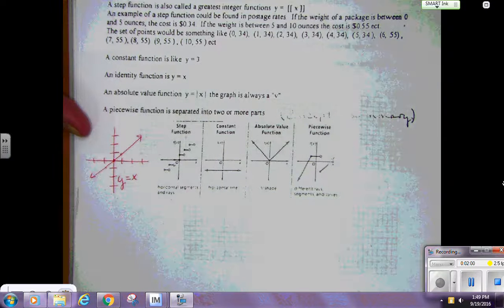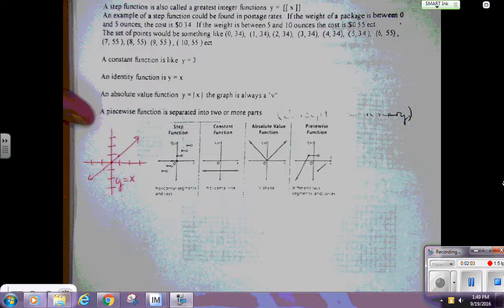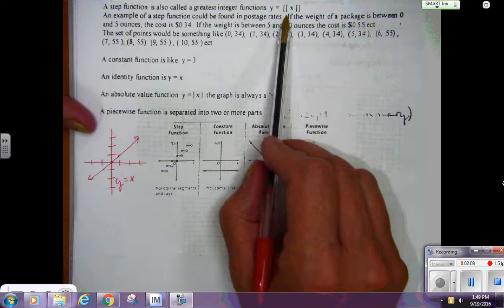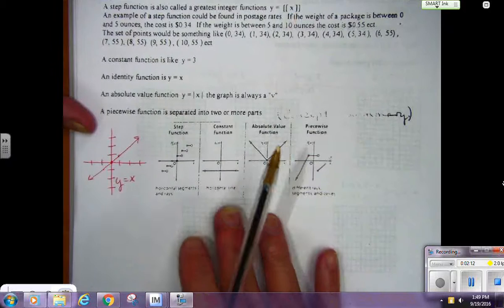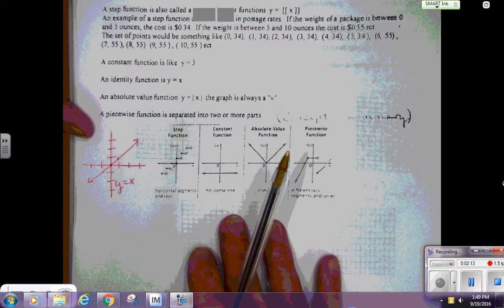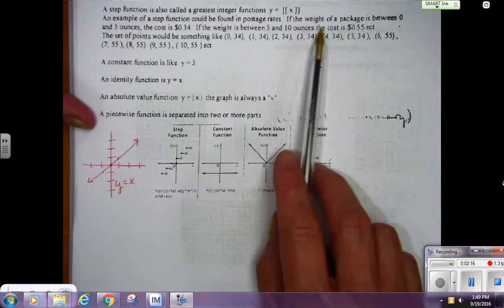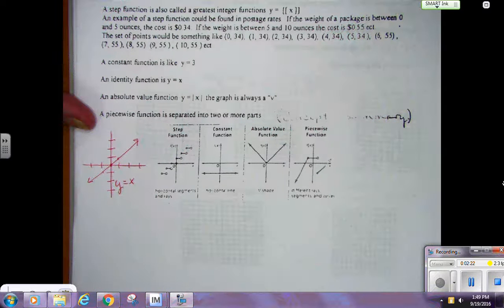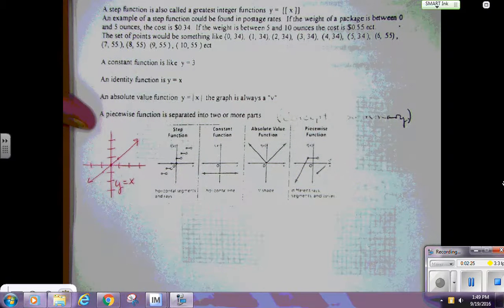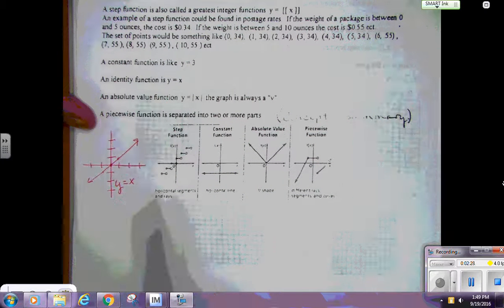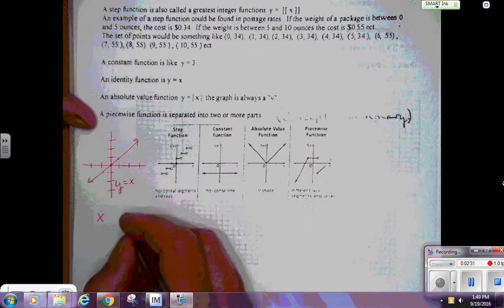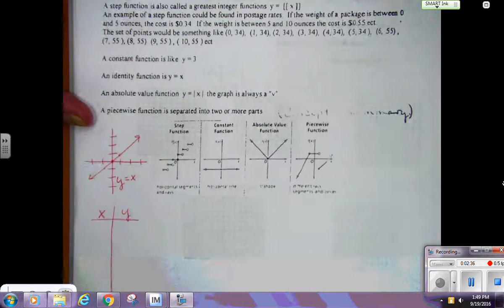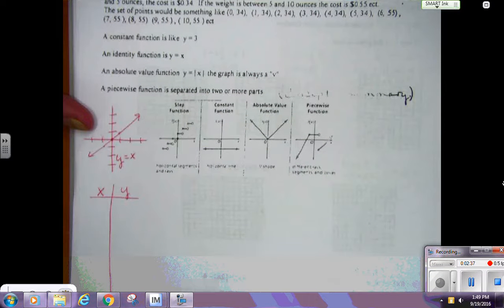It says a step function is also called a greatest integer function. You can tell it's a step function because of this notation: it has the double brackets around the variable. An example of a step function could be found in postage rates. If the weight of a package is between 0 and 5 ounces, the cost is 34 cents. If the weight is between 5 and 10 ounces, the cost is 55 cents, and so on. They give you the set of points, which I'm going to make into a table of values at the bottom of the paper, because we're going to graph this, and maybe it'll help with the step functions later when we're graphing those.